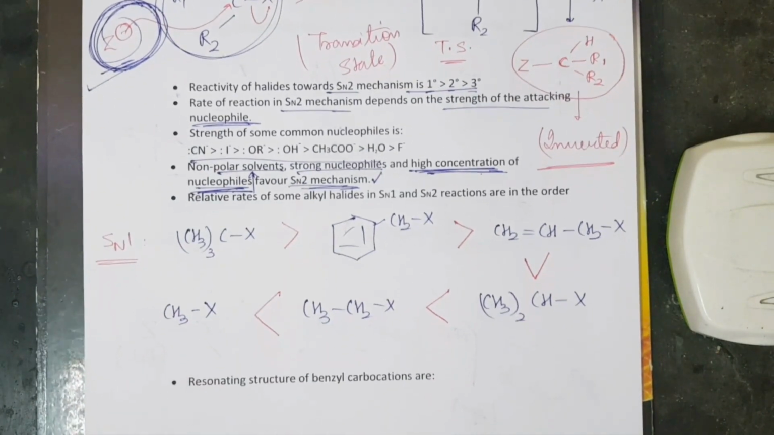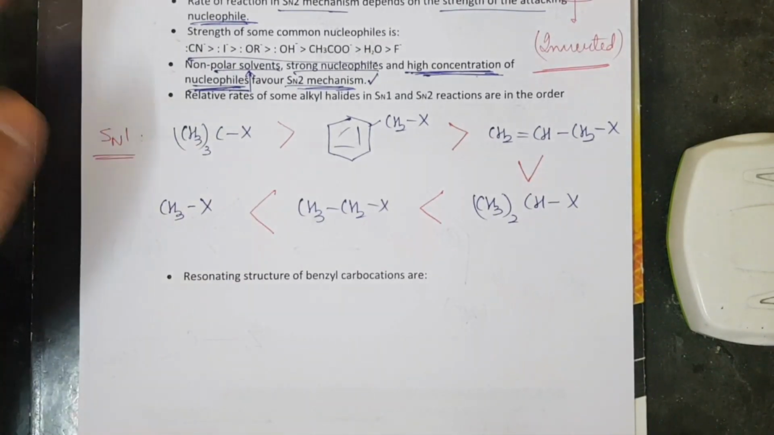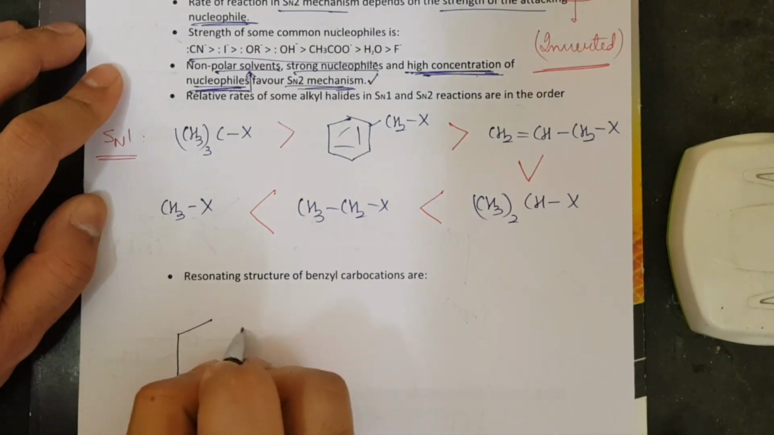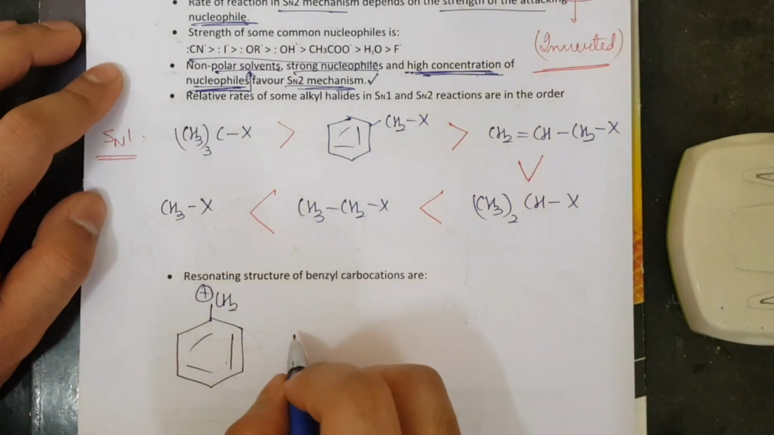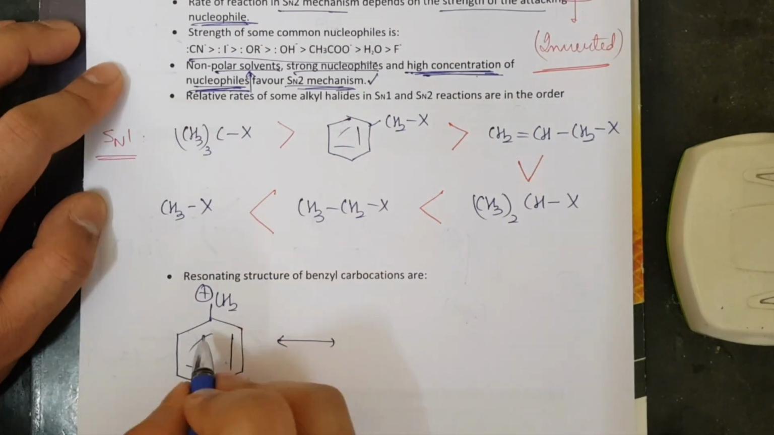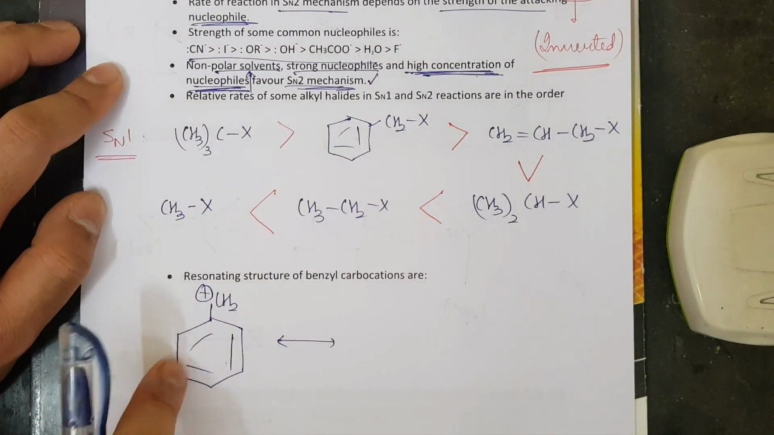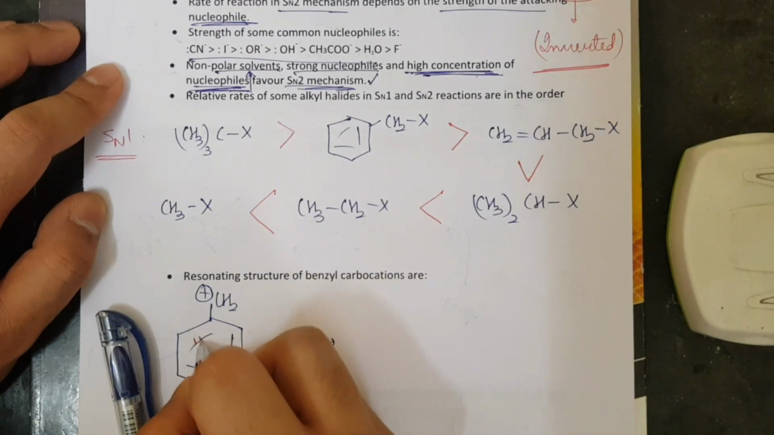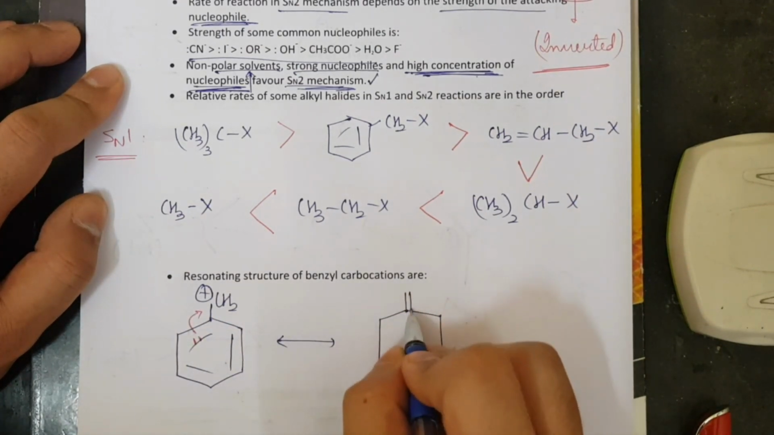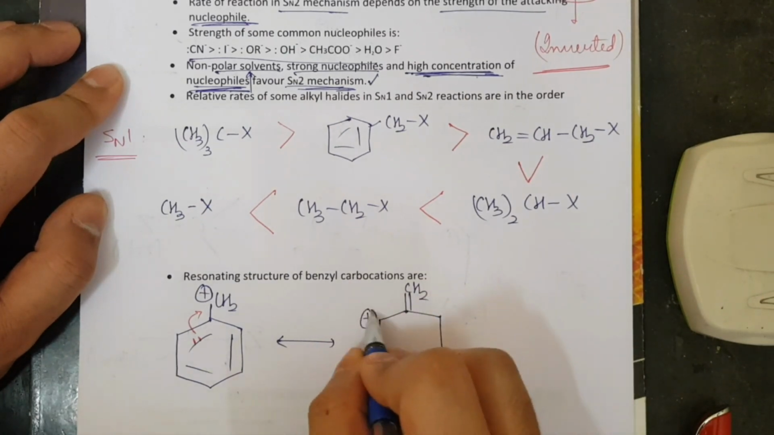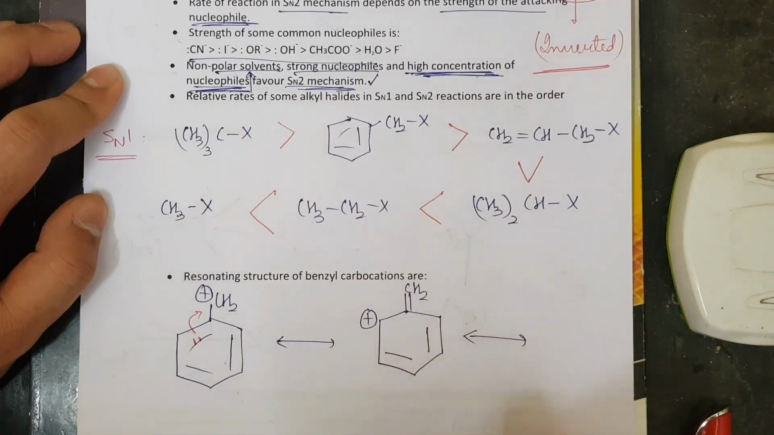Now benzyl carbocation would also be very stable. Why would that be very stable? You should know that from class 11th. If you draw the resonance structure for it, you would see the plus charge is there and it is electron rich. So this bond from here would go along here, giving the formation of a new double bond. The plus charge would be formed here and this structure would be formed.